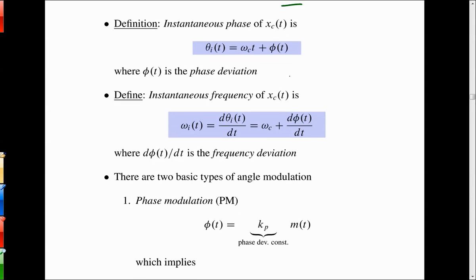So the phase deviation is the part that is separate from the linear term due to the carrier frequency itself. The instantaneous frequency is the derivative of the instantaneous phase. That's composed of the carrier frequency itself and then the frequency deviation. Here the frequency deviation is in radians per second, but we'll be dividing it by 2 pi ultimately to get it in hertz, because that's typically the way most communications engineers think about the frequency deviation.